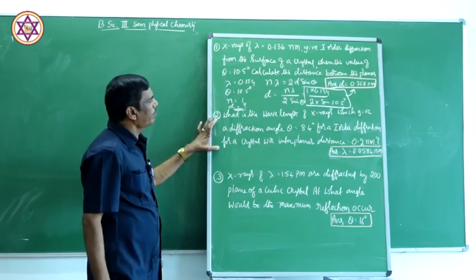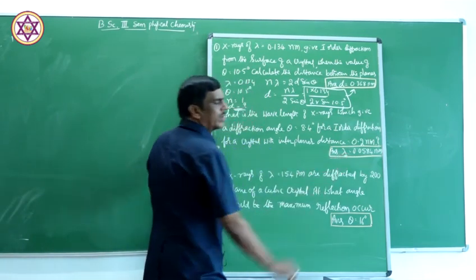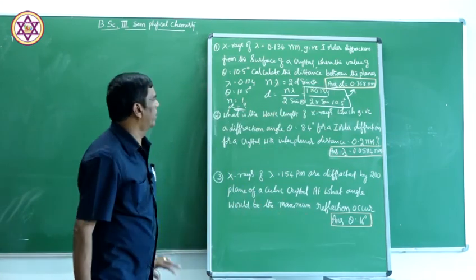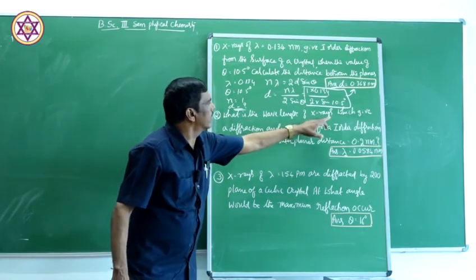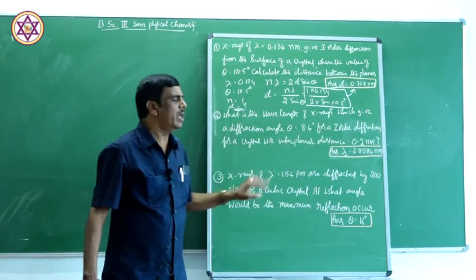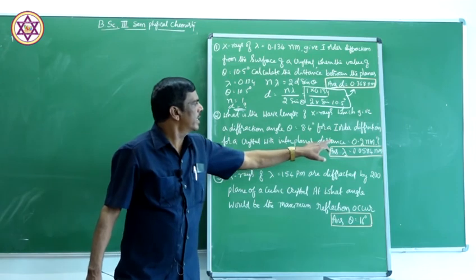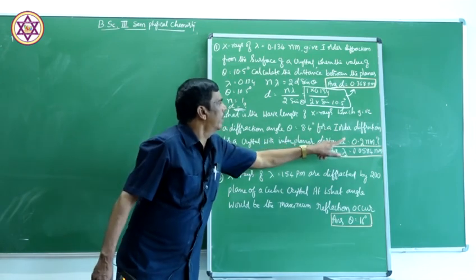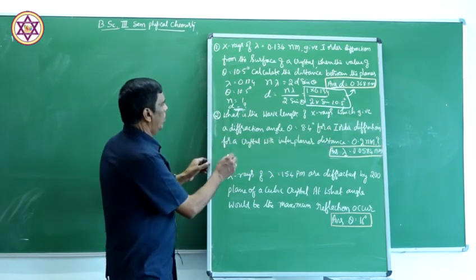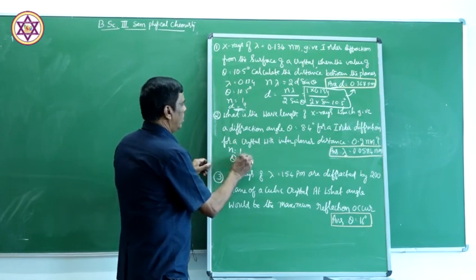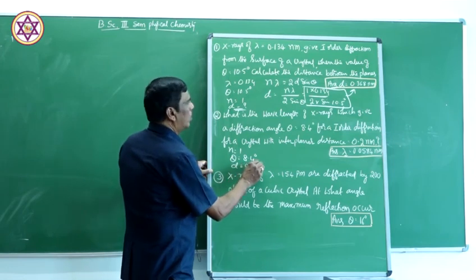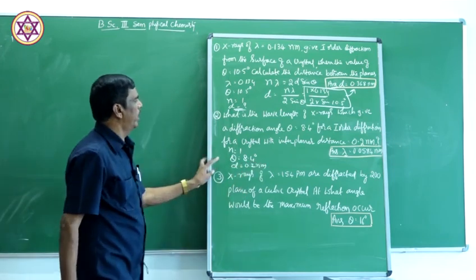Another problem is to determine the wavelength. Now, the second problem is: what is the wavelength of X-rays which give a diffraction angle theta equal to 8.4 degrees for a first order diffraction for a crystal with interplanar distance 0.2 nanometer? So, d is given, n is equal to 1, and theta is 8.4 degrees. We have to find out the wavelength.